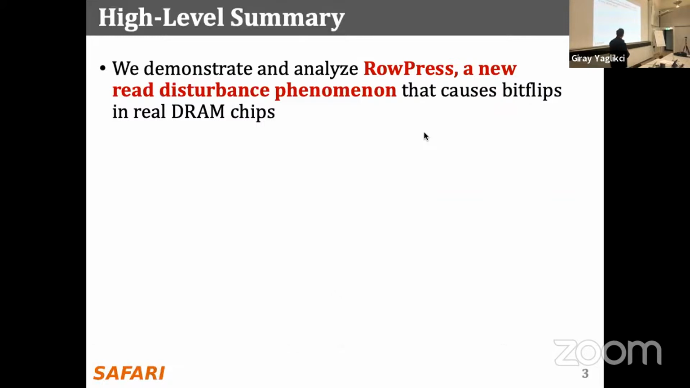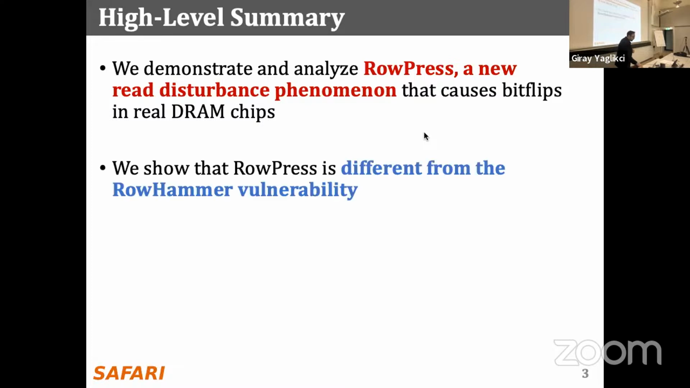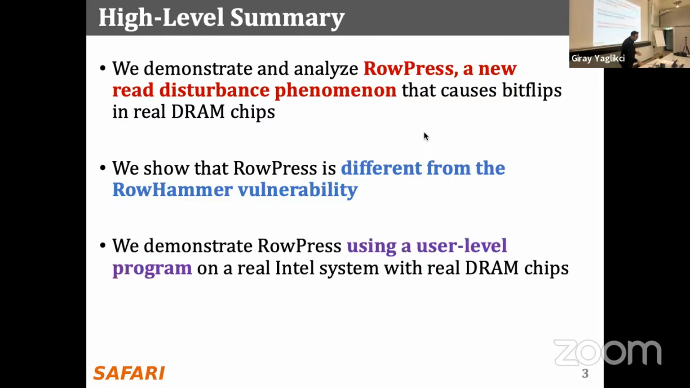So the high-level summary is we demonstrate in this paper and analyze a new read disturbance phenomenon that we call RowPress that causes bit flips in real DRAM chips. And we show that RowPress is a read disturbance phenomenon that is different than RowHammer. And hopefully I will convince you that it is different by showing some experimental data.